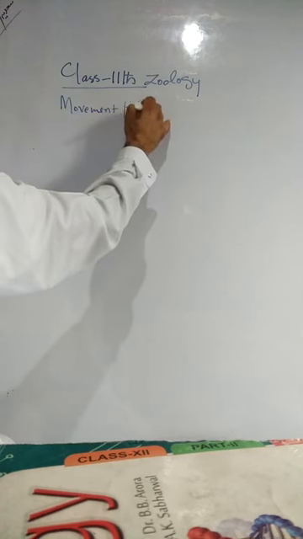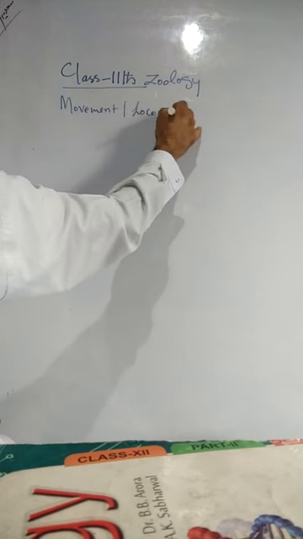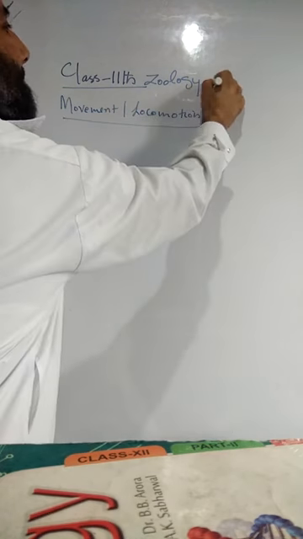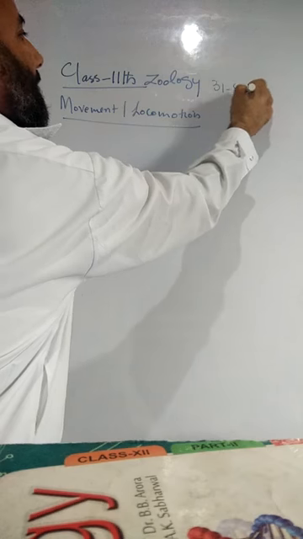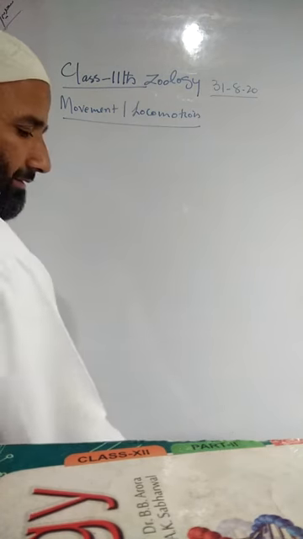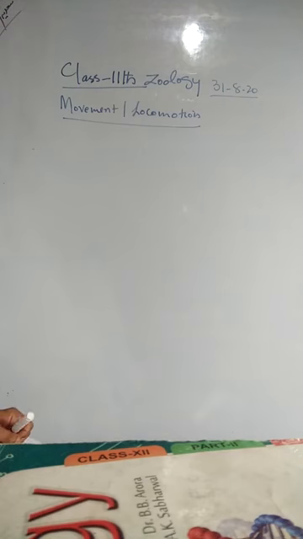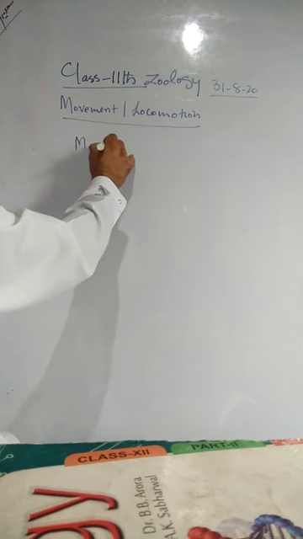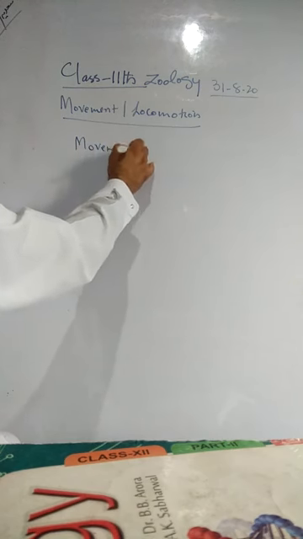Movement and locomotion. Dear students, this is a new chapter for our discussion today. Movements and locomotion is one of the important features of living organisms. The movement is one of the important features of the living organisms.